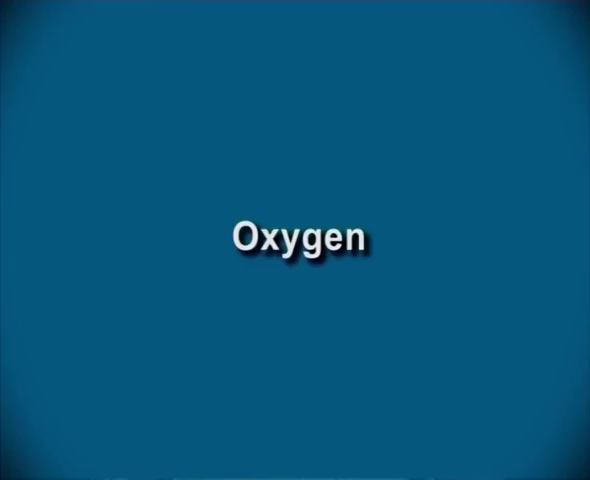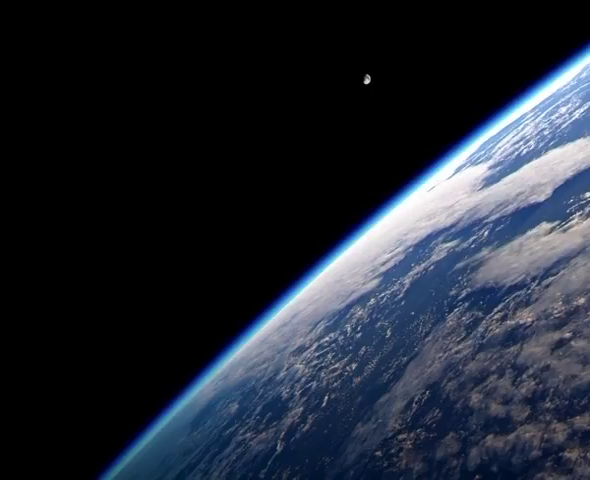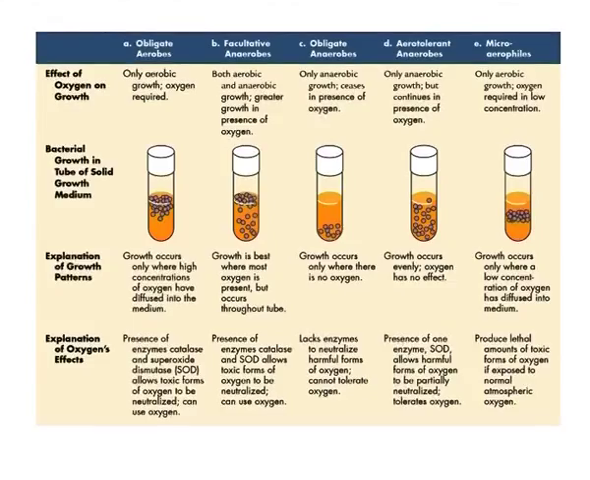Let's know how oxygen affects the microorganism. Earth's atmosphere consists of 20% oxygen, and most of the life forms are dependent upon it for their survival and growth. Various types of oxygen requirements of microbes are given in figure 9. Aerobes. Microorganisms which require oxygen for growth are known as aerobes.